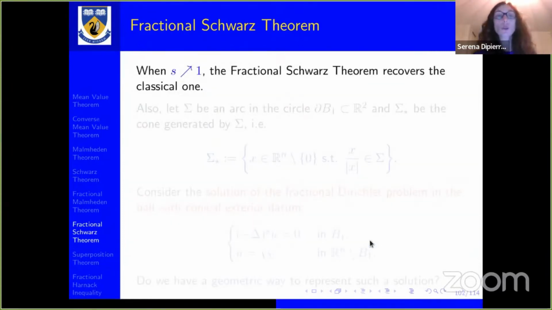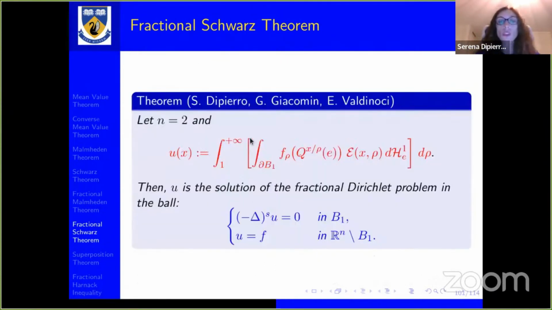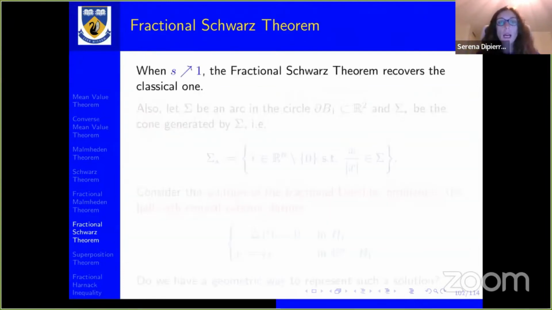And again, when s goes to 1, the fractional Schwarz theorem recovers the classical one. If you send s to 0 here, you will see that basically this integral in the complement of the ball, with the weight, will average in such a way that when s goes to 0, we just end up with the integral on the boundary of B1, so a local case. And also here, if you remember, in the classical case, we were able to compute the temperature of, say, a metal plate, a disk, knowing the temperature at the boundary, just using this geometric consideration given by Schwarz theorem.